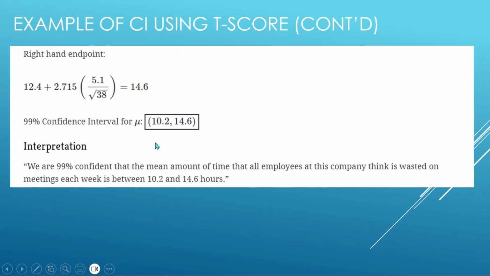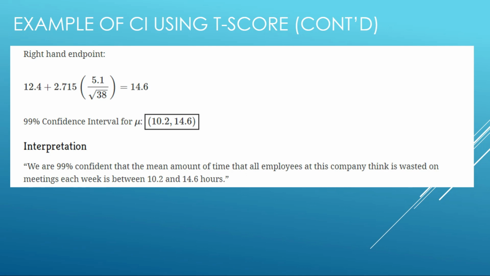So again, what's the interpretation of these values? We are 99% confident that the mean amount of time that all employees at this company think is wasted on meetings each week is between 10.2 hours and 14.6 hours. The sample mean was 12.4 hours, but that was the average of the sample, not the population, not of all the employees. Only 38 employees think that way, and that was the average of those 38 employees.